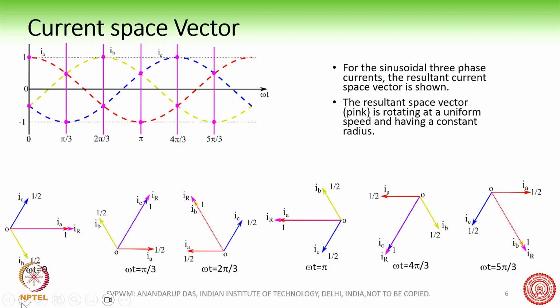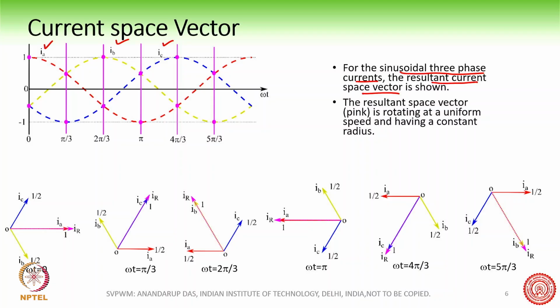Now, how do I visualize it? In order to visualize it, let us take a simple case: sinusoidal three-phase currents. We take three sinusoidal currents which are given by IA, IB and IC, right here, and we would like to know what is the resultant current space vector.